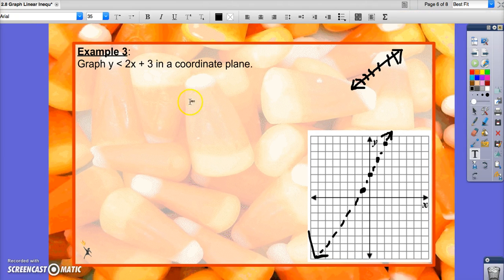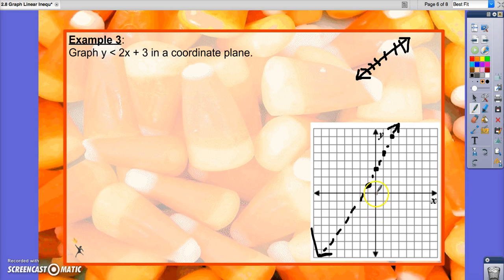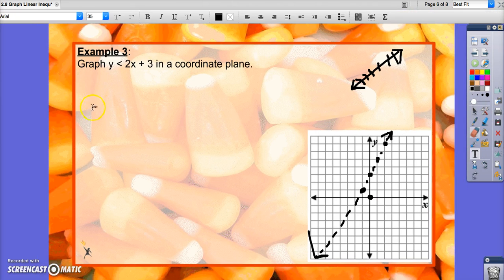The next part we have to take care of is test a point. And like I said, I like to use 0, 0 as long as I can. And whatever point I pick, I actually plot it on the graph, physically plot it. Here's 0, 0. Okay, 0, 0 is okay. I am allowed to test that point because it's not on my line.